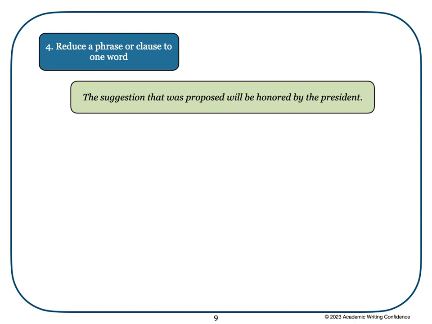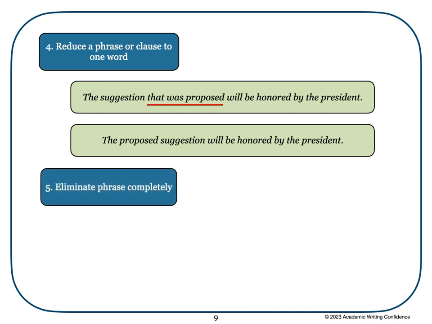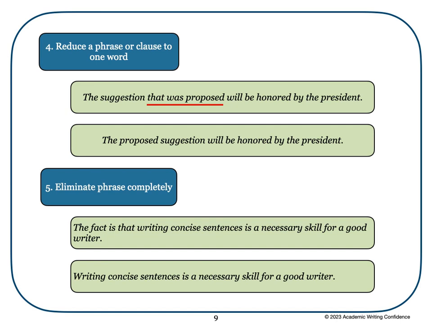We can also reduce a phrase or a clause to one word. For example, the suggestion that was proposed will be honored by the president. We can take the phrase "that was proposed" and move it to the beginning of the sentence and write it this way. The proposed suggestion will be honored by the president. Or we might be able to eliminate a phrase completely. The fact is that writing concise sentences is a necessary skill for a good writer. We can just write, "Writing concise sentences is a necessary skill for a good writer."